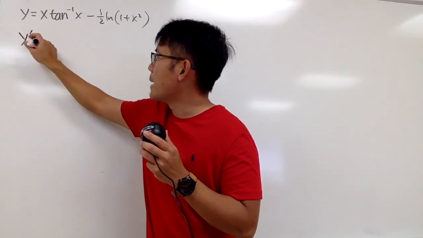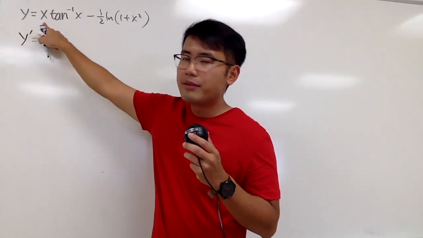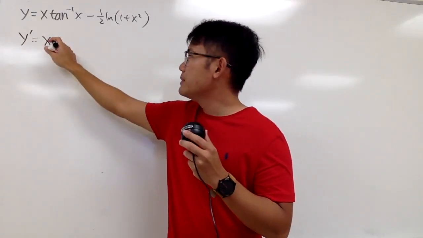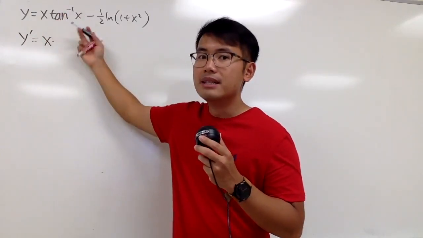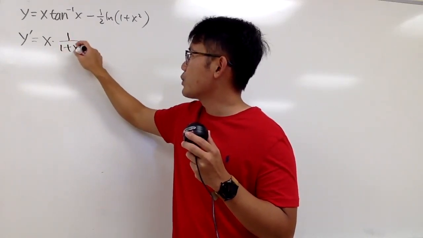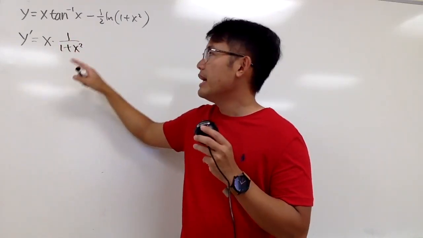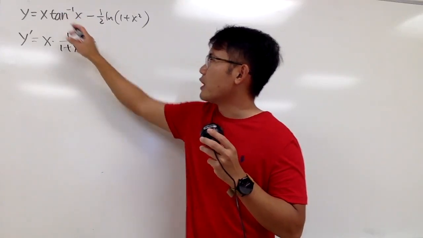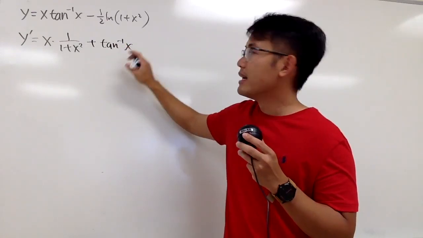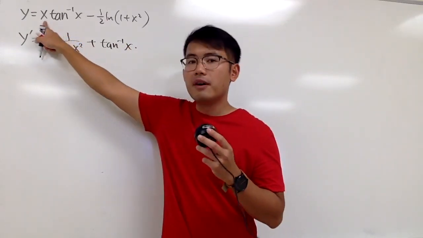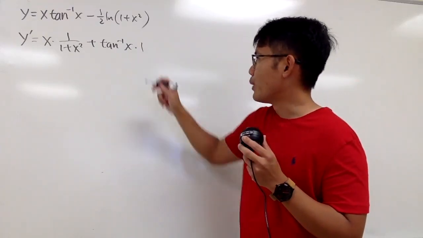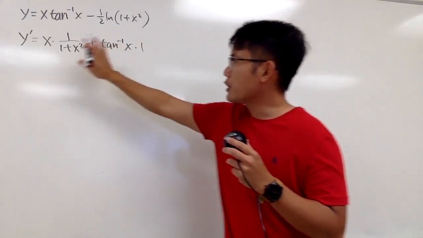So, product rule in action first. Let me write down y prime. Product rule says I will have to write down the first function, so that's x, and then times the derivative of the second. Derivative of inverse tangent is 1 over 1 plus x squared. And then we add it with the second function, which is inverse tangent of x, and then times the derivative of the first. Derivative of x is just 1, so we multiply by 1. So this right here is it.